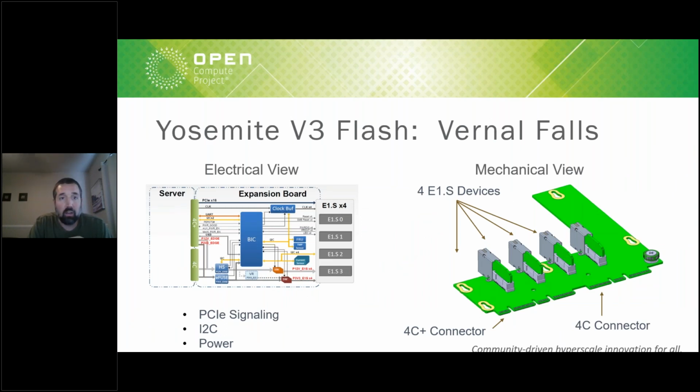Here's a block diagram of the Vernal Falls expansion board on the left side. It covers things like PCIe interfaces, I2C, clocks, powers, and a few other things. One notable item is that the interface to the E1.S drive on the system are PCIe Gen 3 by 4 links. And on the right side, you can see a view of the PCB itself that connects to the Delta Lake server card using the 4C and 4C plus connectors. And you can also see here where the 4 E1.S SSDs plug into the card.